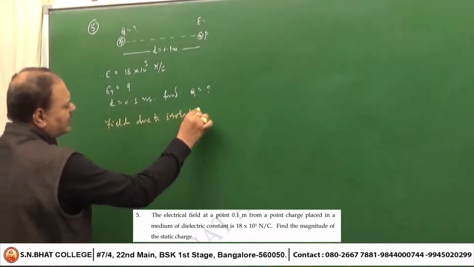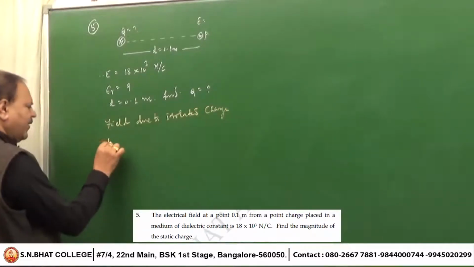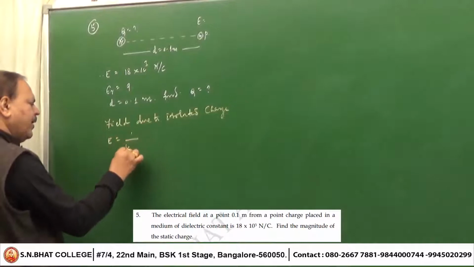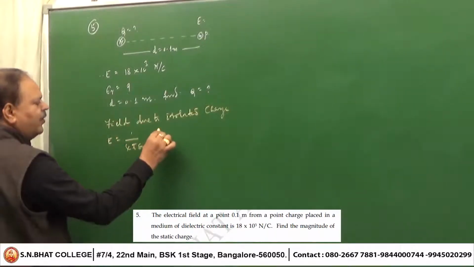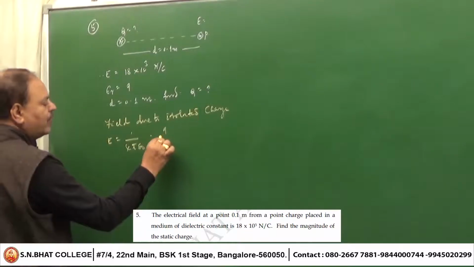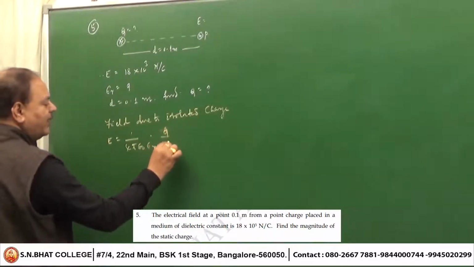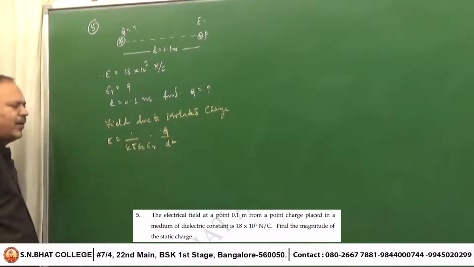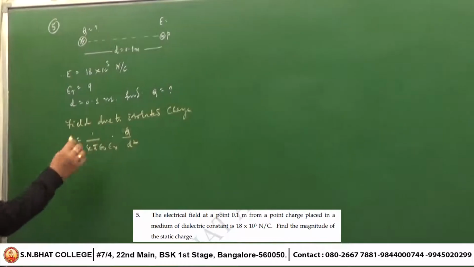That is the formula. Electric field due to an isolated point charge is given by E is equal to 1 by 4 pi epsilon naught into epsilon r into Q divided by d square, where Q is the capital Q. You want to calculate the capital Q, so you substitute as it is.